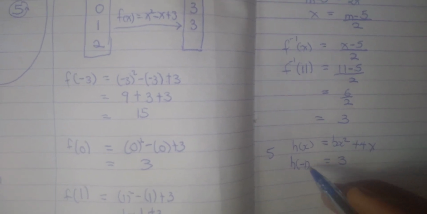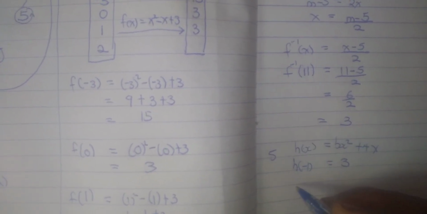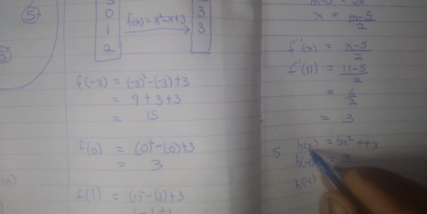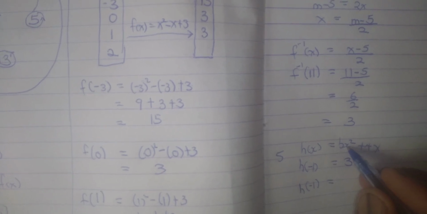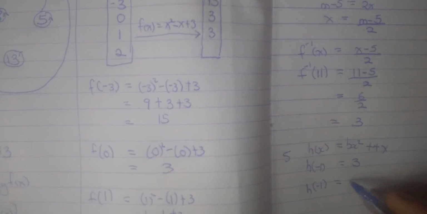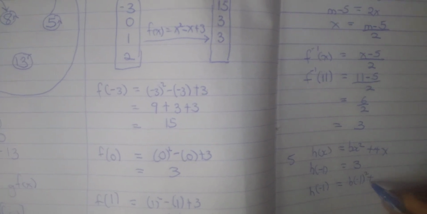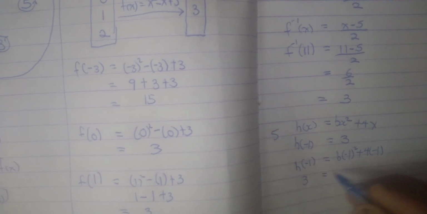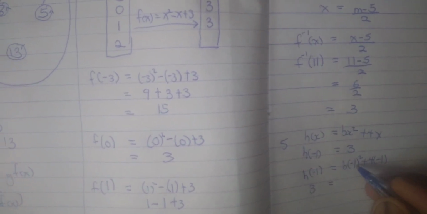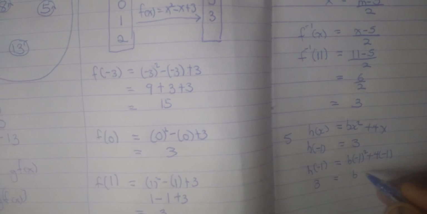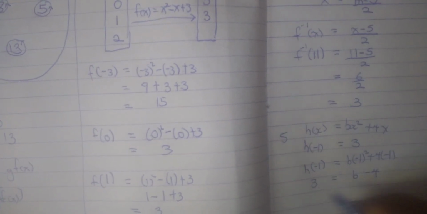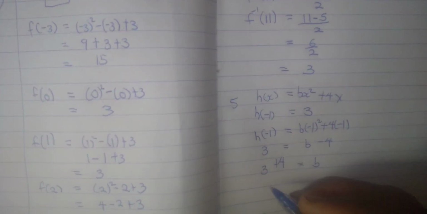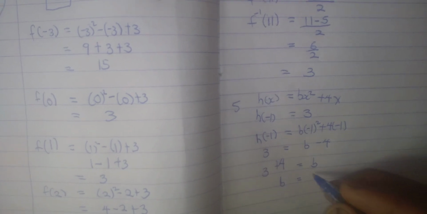So for h of negative 1, we substitute negative 1 for x: b into negative 1 squared plus 4 into negative 1. But h of negative 1 is 3. When you square negative 1, you get a positive 1, times b gives b, then minus 4. So we bring 4 this side, we have 3 plus 4, which will give us our b. So b will be 7.